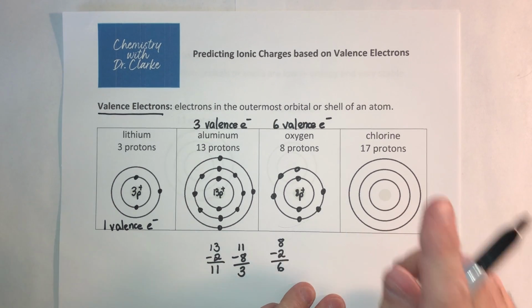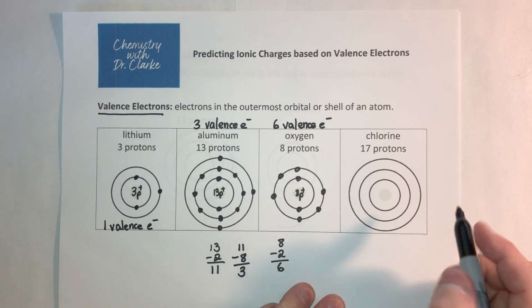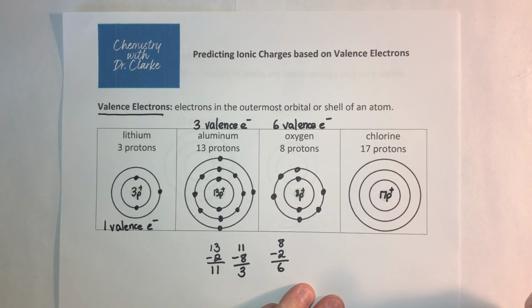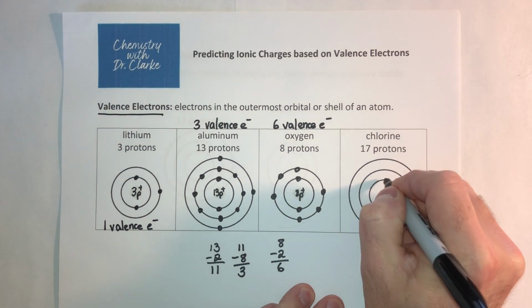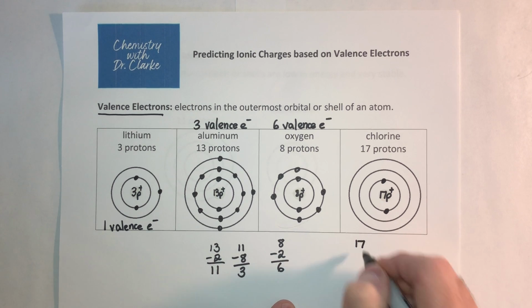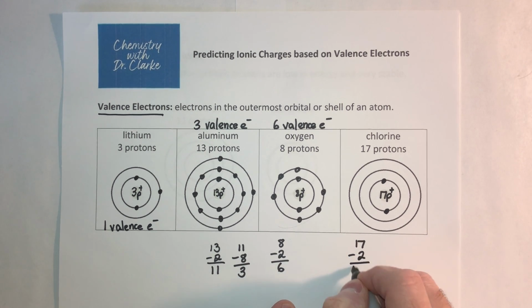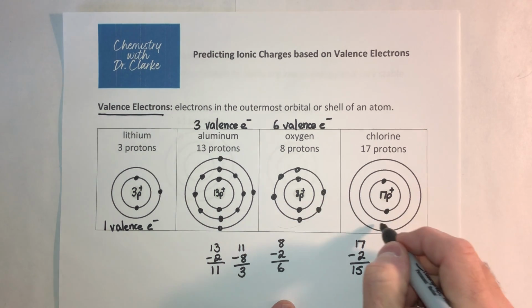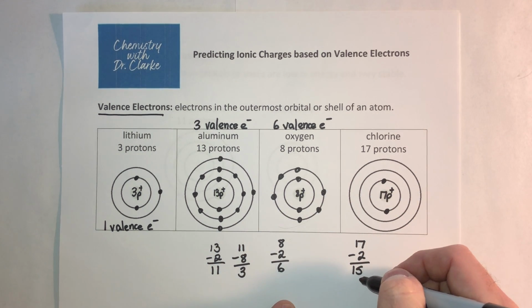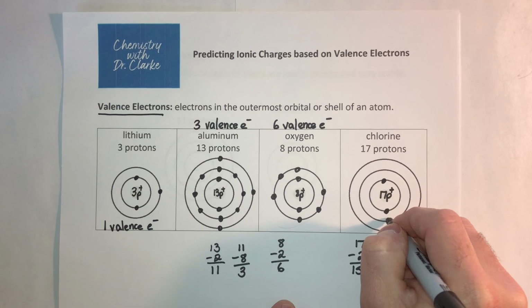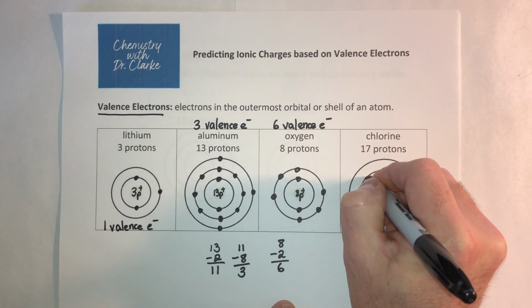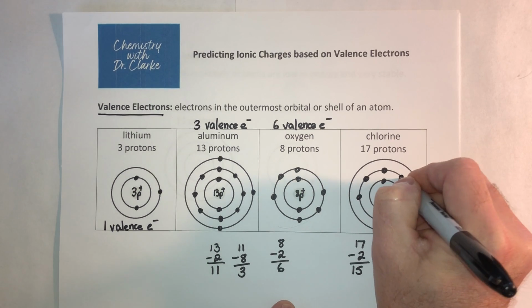All right, one more. Let's talk chlorine. Chlorine has 17 protons, so 17 protons. The first 2 go into the first ring. So I had 17. I've just used up 2, so I got 15 left. The second ring, or orbital, can hold 8, and I've got way more than 8. So let's put 8 in this second orbital. 1, 2, 3, 4, 5, 6, 7, 8.